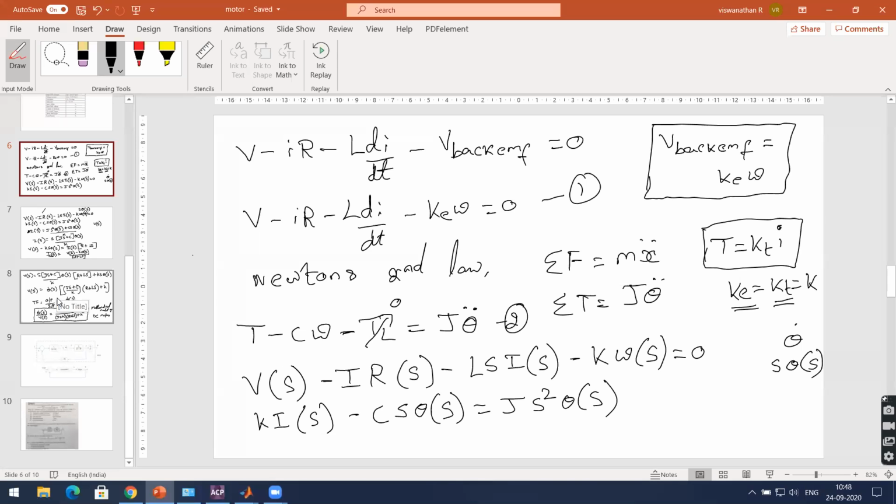You have to relate with the moment of inertia there. Just a second.